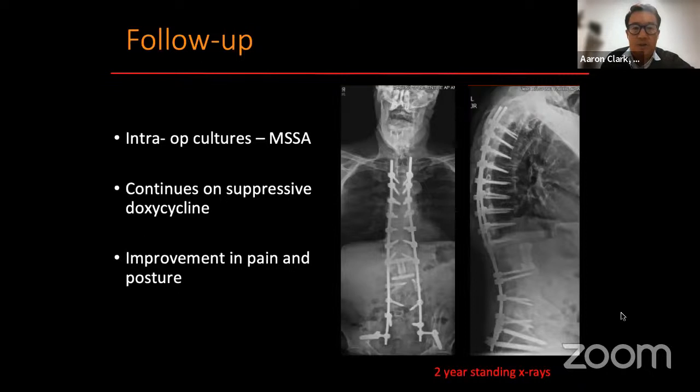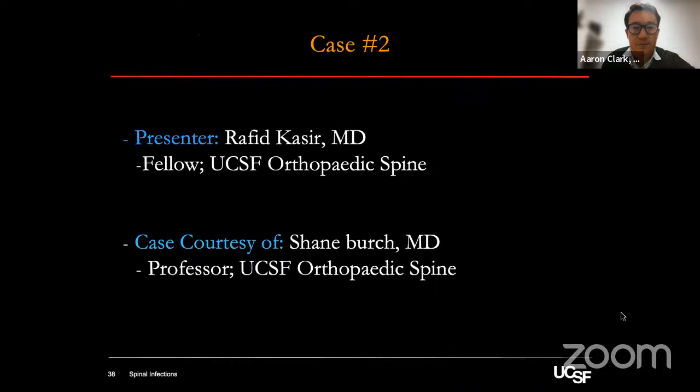Intraoperative cultures not unexpectedly grew MSSA, which was one of his initial organisms, and he was continued on suppressive doxycycline. Here are some 2-year standing X-rays. He's maintained his correction and did notice improvement in his pain and posture. Thank you.